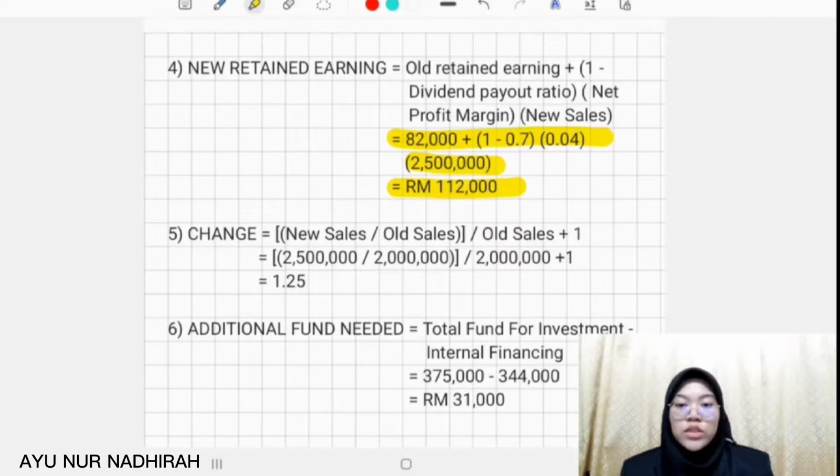To find the change, we need to divide new sales with old sales, and divide with old sales plus 1. So 2,500,000 divided by 2 million, divided by 2 million plus 1, and the answer will be 1.25.